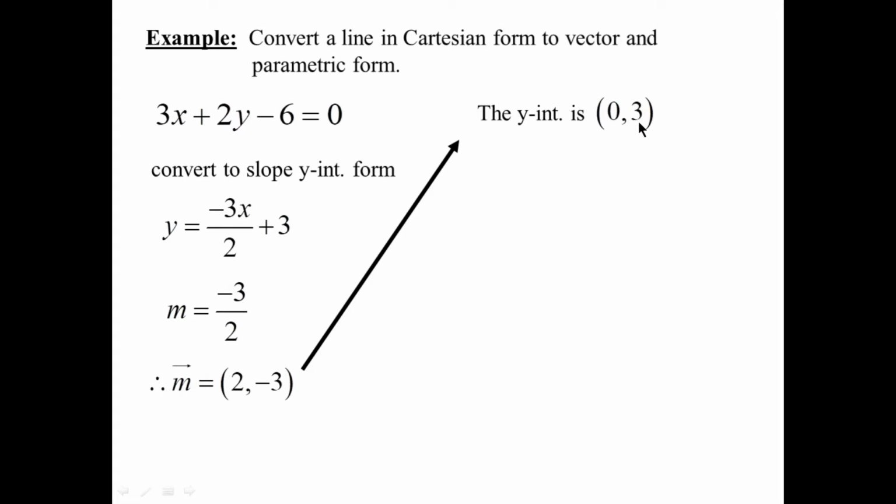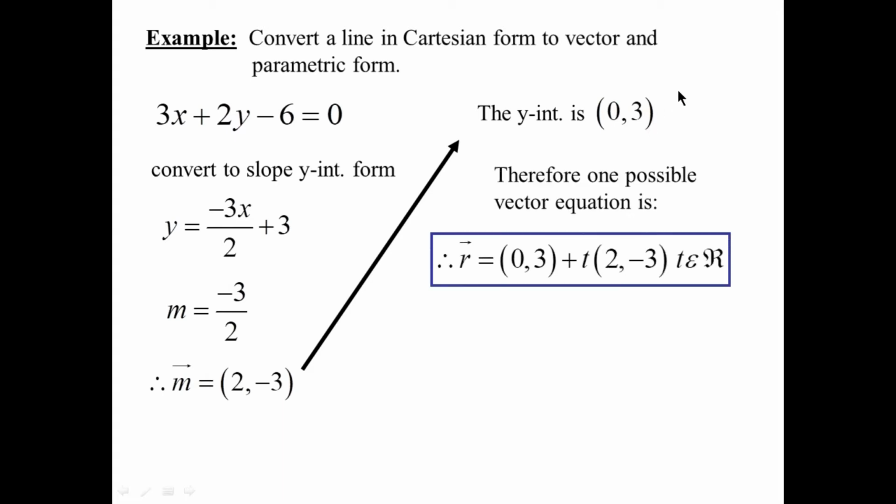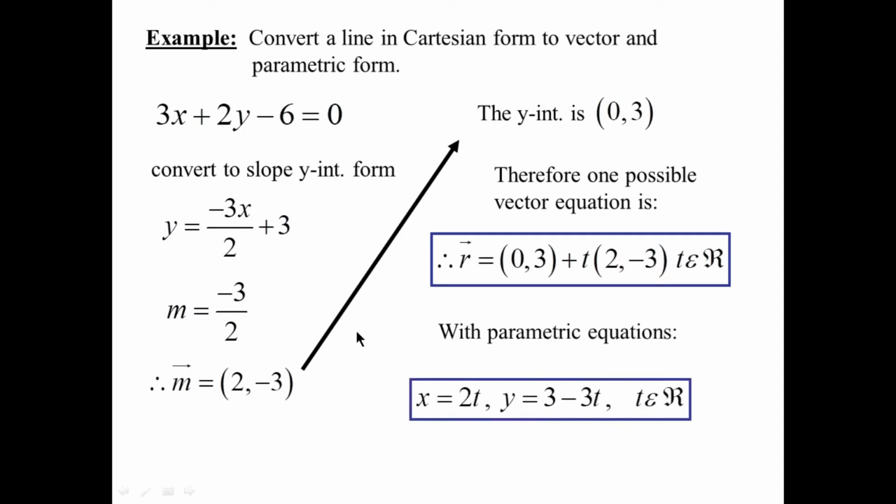And of course, there are infinite points to choose from. And so one possible vector equation is (x,y), or r, equals (0,3) plus some multiple of (2,-3), the direction vector. And from this also follows the parametric equations. x equals 0 plus 2t, y equals 3 minus 3t. And this is converting from one format to another format. Using the fact that we can get the slope, that gives us the direction.